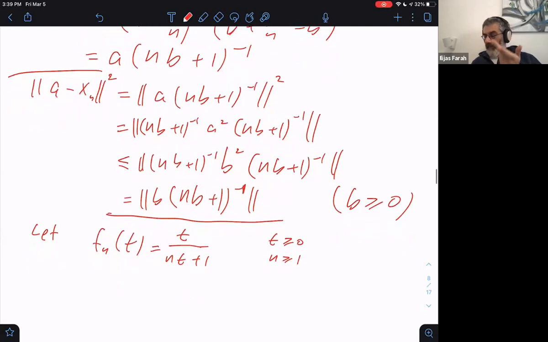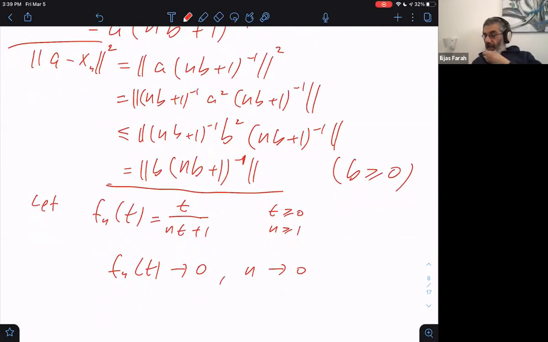Well, what do we have? Fn of t converges to 0 as n goes to infinity. And moreover, convergence is uniform on any bounded interval.